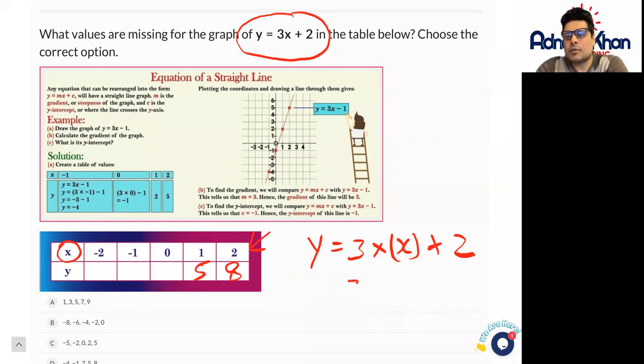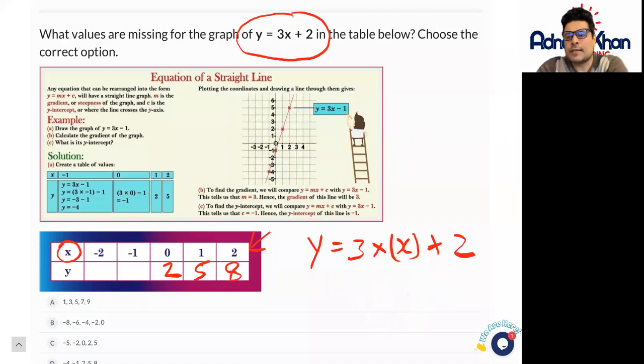So 3 multiplied by 0 plus 2. So 3 times 0 is 0, plus 2 is 2. So let's just put that there. Let's try the next one. And remember, we're trying to fill in the coordinates, the variable x here. So let's do the next one.